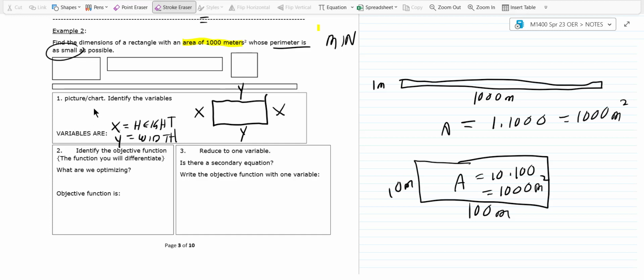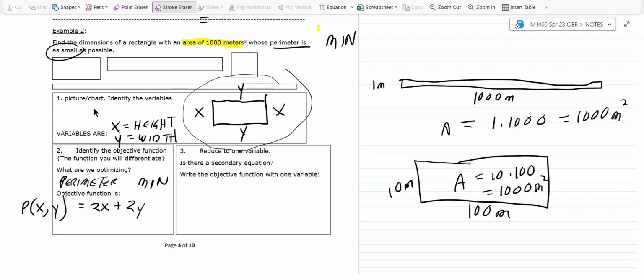Come on. Okay, what is it that we're trying to optimize? What does the problem say? Okay, the perimeter. Good. So we're optimizing the perimeter, and that's going to be a minimum. Perimeter is all the sides added up. So what do you get if you add up all these sides in terms of x and y? 2x plus 2y, right? So that would be the perimeter, in terms of two variables. Perimeter just means add up all the sides.